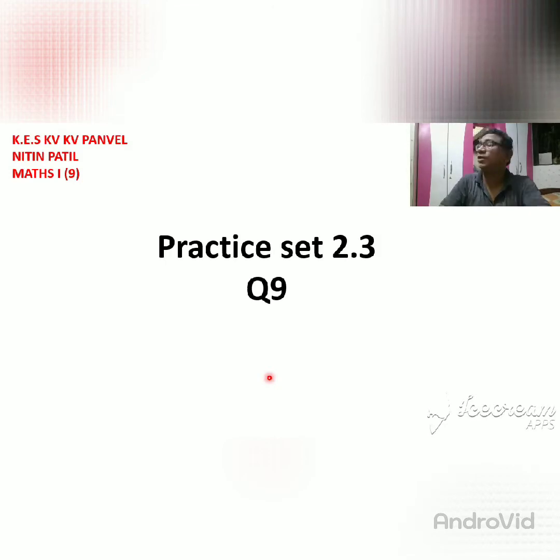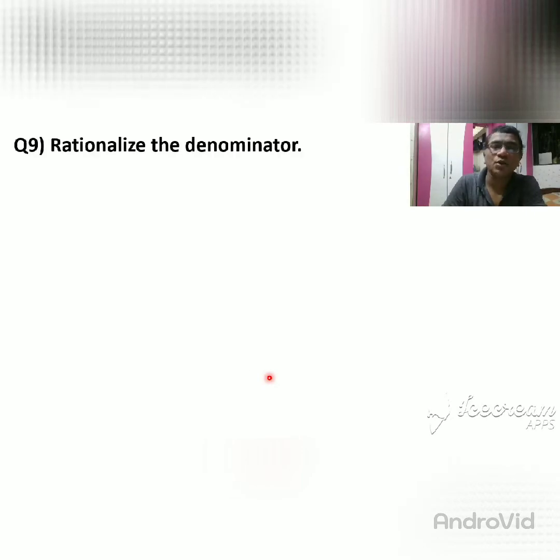So we are going to learn practice set 2.3, the question number 9, that remains. The question number 9 has many sub-questions, and we want to learn those sub-questions. So we start now practice set 2.3 and problem number 9. Whatever be the problem number 9, rationalize the denominator.